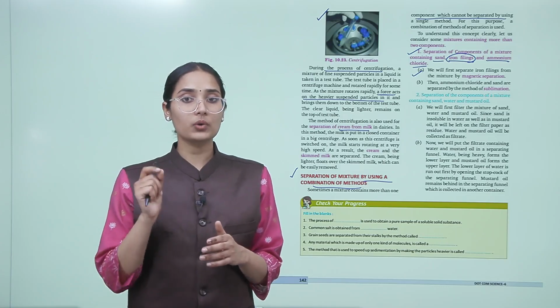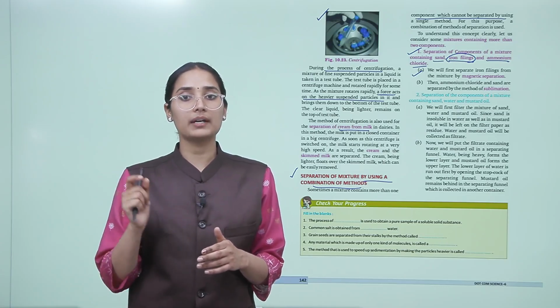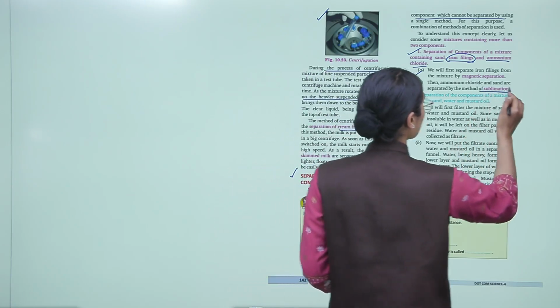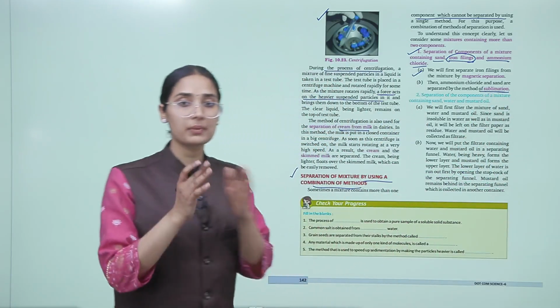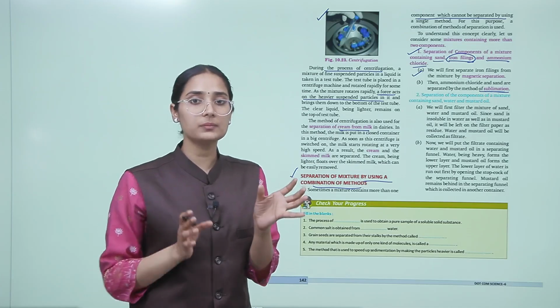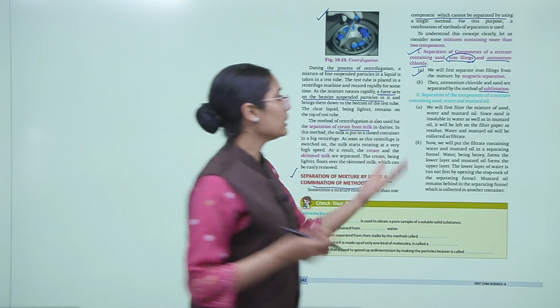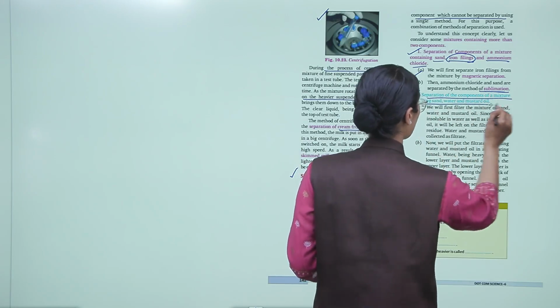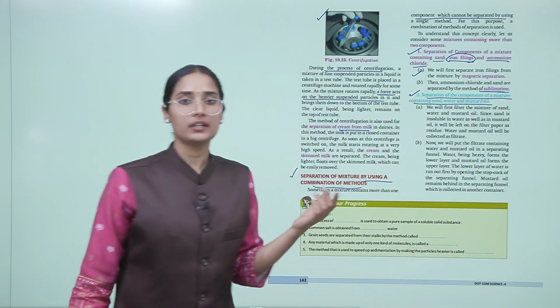Now, iron filings have been removed, we are left with sand and ammonium chloride. Then ammonium chloride and sand are separated by the method of sublimation, right. Now, we can use the sublimation process to separate out what? The sand and the ammonium chloride. Similarly, separation of the components of a mixture containing sand, water and mustard oil, right.